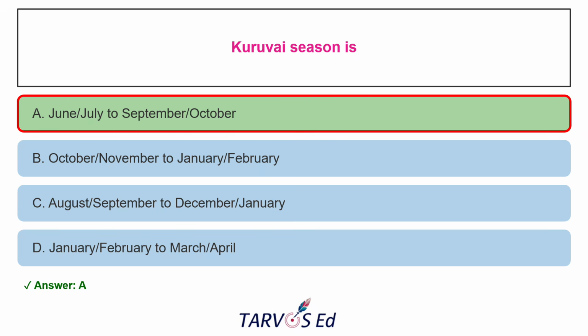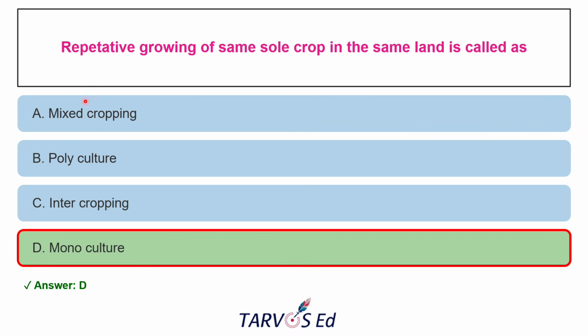medium term. Okay. The next question is: repetitive growing of the same crop in the same land is called as? Options are mixed cropping, polyculture, intercropping, monoculture. So the correct answer is monoculture.